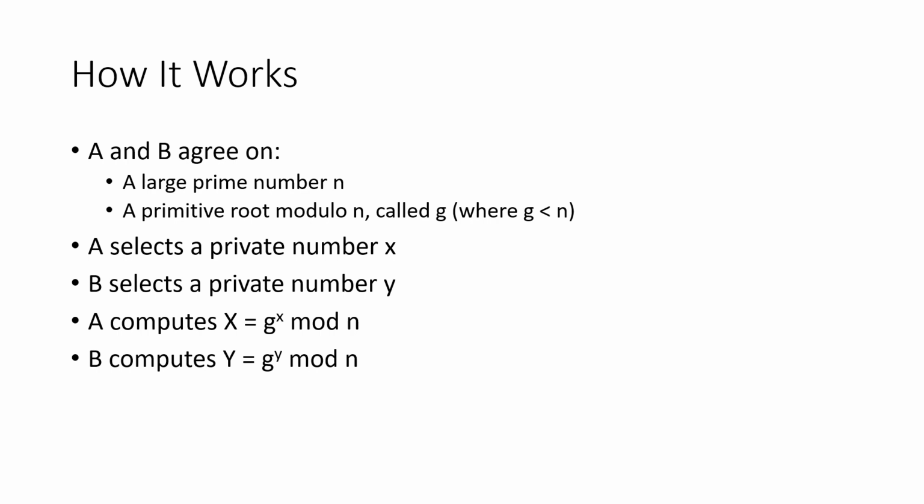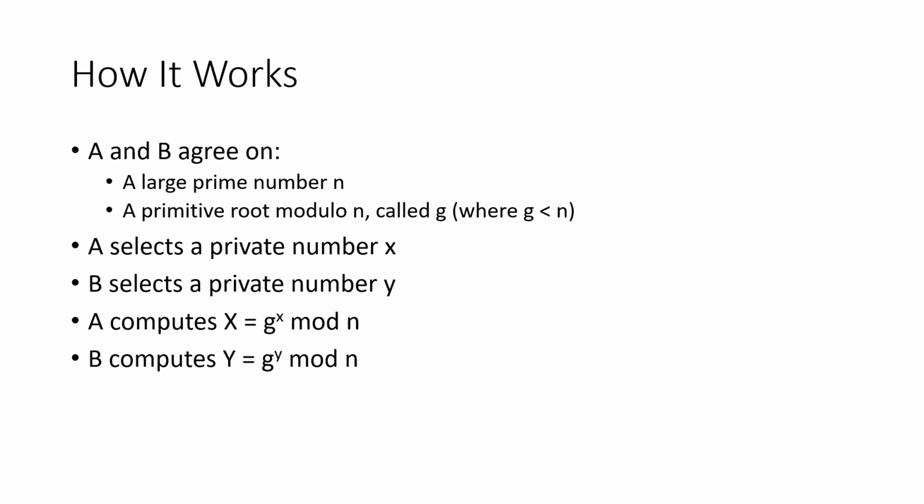A primitive root modulo n is a number such that all numbers from 1 to n minus 1 appear as some power of g modulo n. In simple words, if you keep calculating g to the power 1 mod n, g to the power 2 mod n, g to the power 3 mod n, and so on, the results will eventually give you every number from 1 to n minus 1 in some order. Not every number has this property, which is why choosing g is a careful decision.